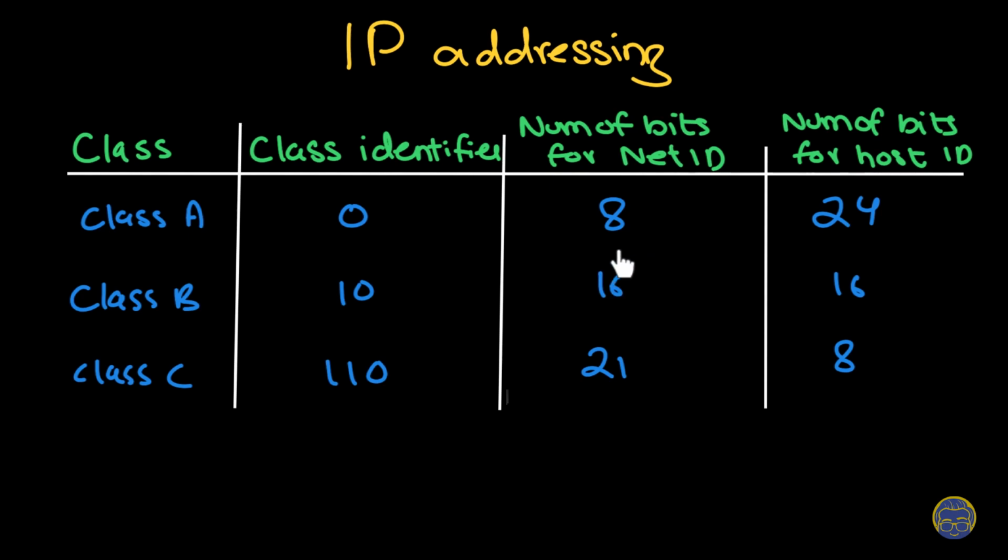So the bits that I have assigned in the network ID also include the class identifier. So this is 0, which is part of the 8 bits that are in the net ID. So these are 7 bits separately and 0. And this is 14 and 10. And this is 110 and 18.